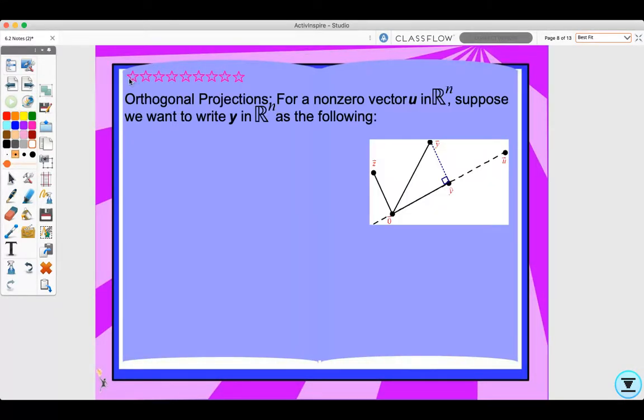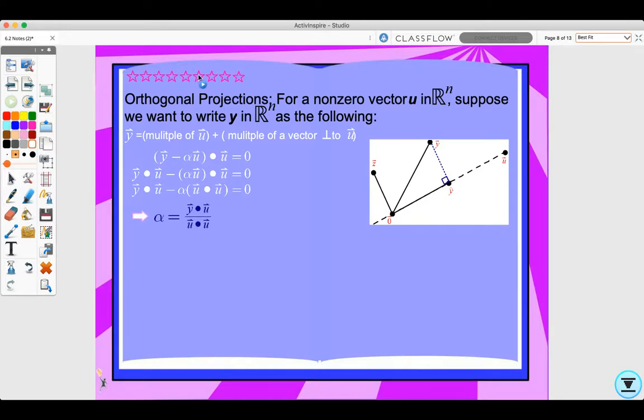Orthogonal projections. For a non-zero vector u in Rn, suppose we want to write y in Rn as the following: y equals a multiple of u plus a multiple of a vector perpendicular to u. Y minus alpha u dot u equals 0 because of it being perpendicular. Y dot u minus alpha u dot u equals 0. So we're just solving this. So alpha equals y dot u over u dot u.